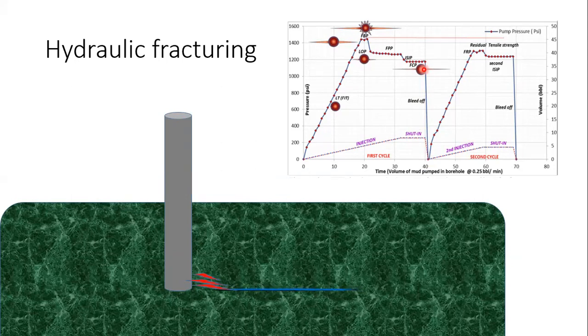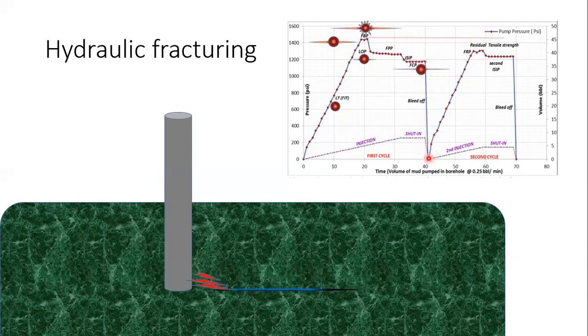So if the time is more, the production through that fracture will be more. If the time is less, then the production through that fracture will be less. Production through that fracture means more amount of fluid can be produced with more volume of that fracture. So this is what happens in the first cycle.